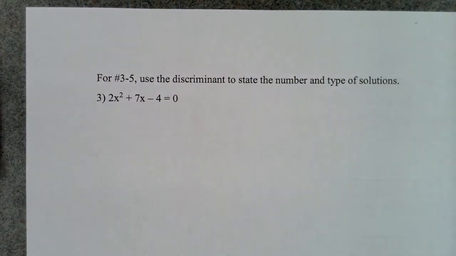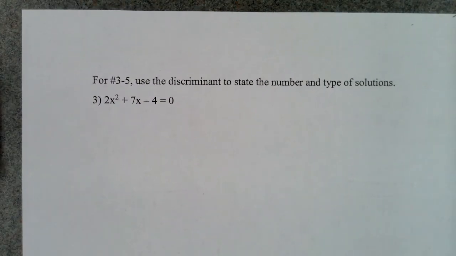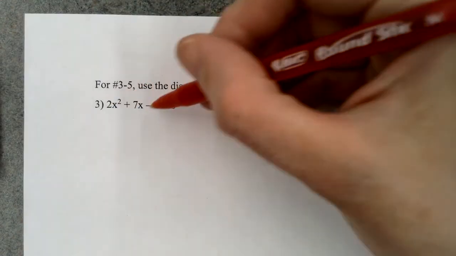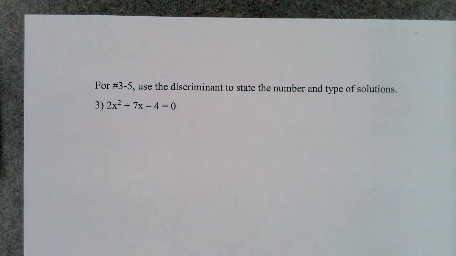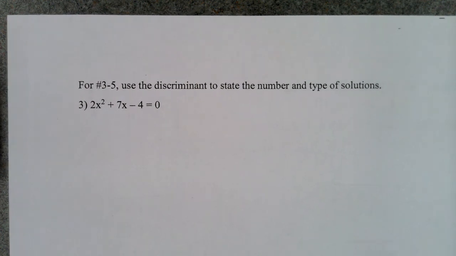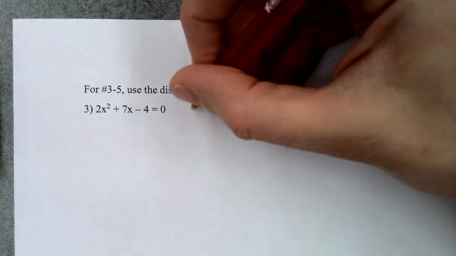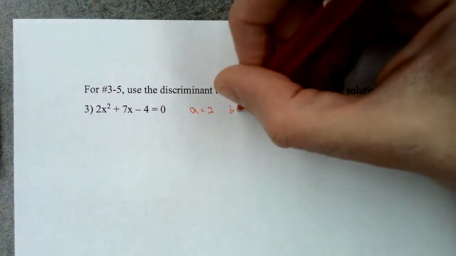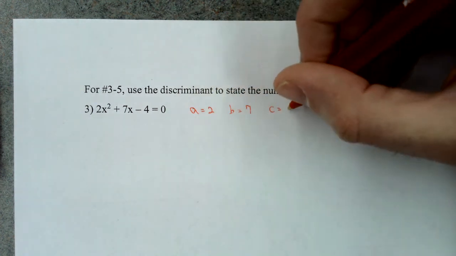Now the back, for numbers 3 to 5, use the discriminant to state the number and type of solutions. So you're going to have to do b squared minus 4ac. First, identify a, b, and c. Remember, these must also be equal to 0, so make sure it's equal to 0 first. Number 3 is already equal to 0. That's cool. So a equals 2, b equals 7, c equals negative 4.